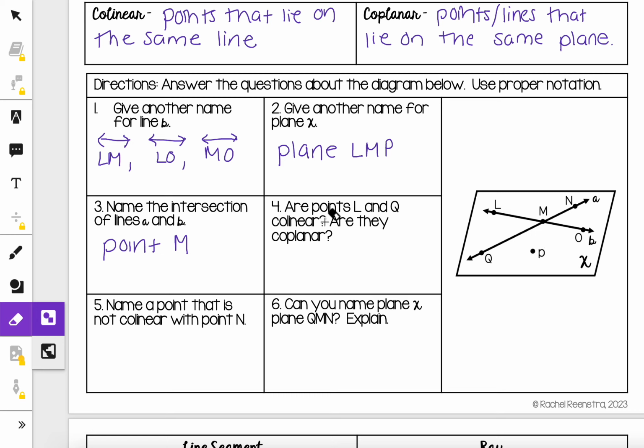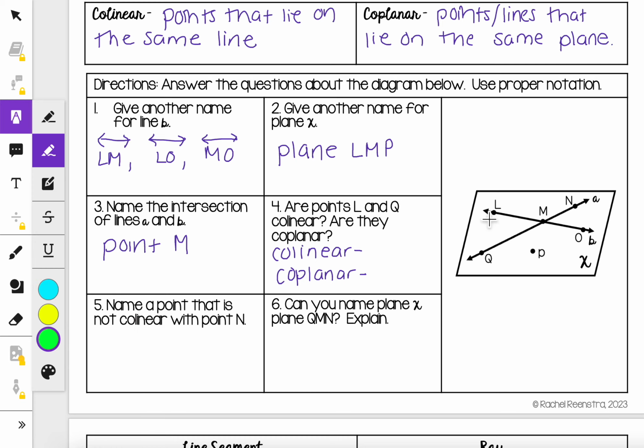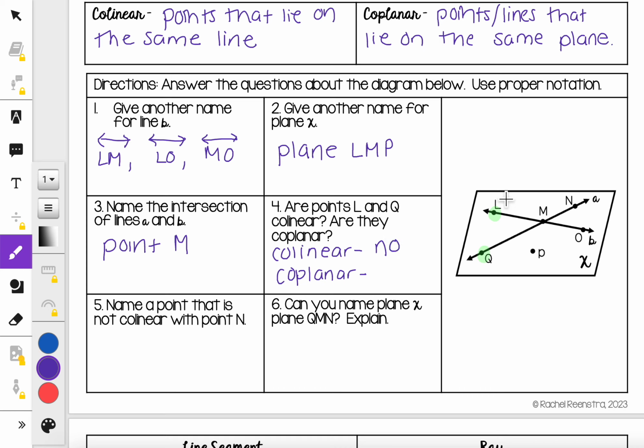Number 4 says, are points L and Q colinear? Are they coplanar? All right, we have 2 different questions we want to answer here. And this first one is a little bit of a trick. It says, are points L and Q colinear? So if I look again, here are my 2 points. They are not on the same line in these diagrams, okay? So I'm going to say no, they are not on a single straight line.